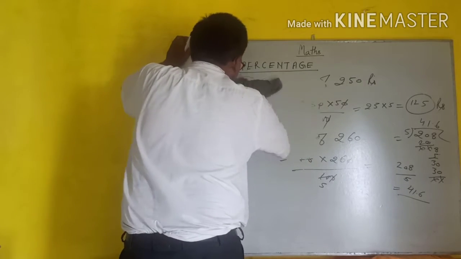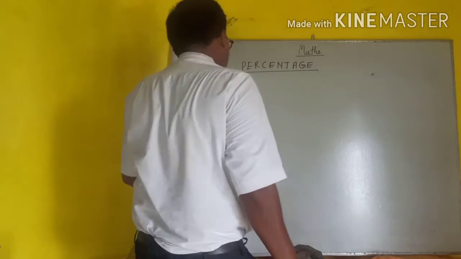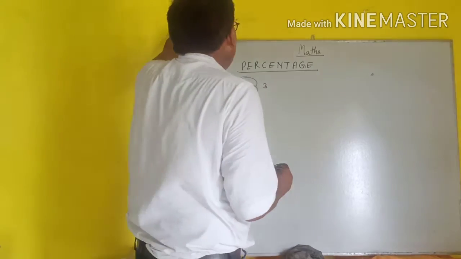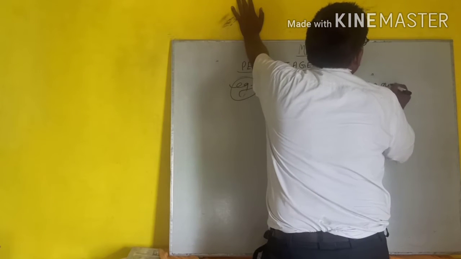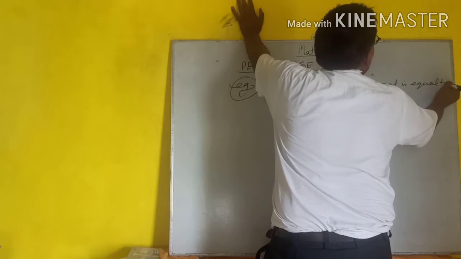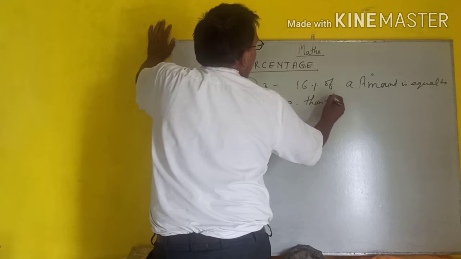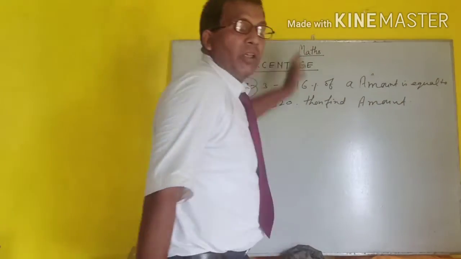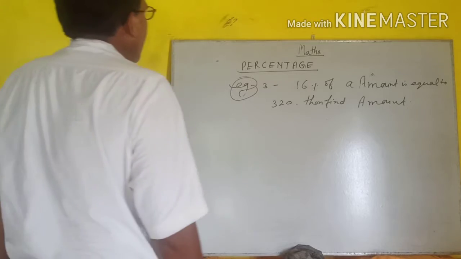See here, example third. If there is written 16% of an amount is equal to 320, then find the amount. See here, 16% of an amount is equal to 320. Then find the amount. Let the amount be x.